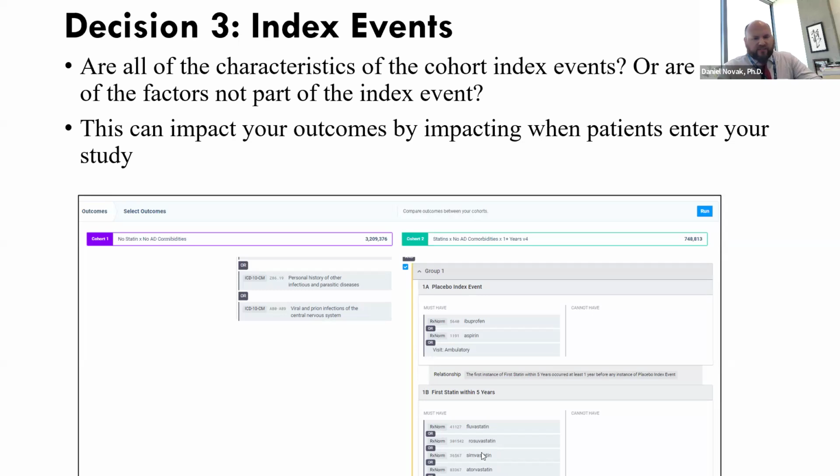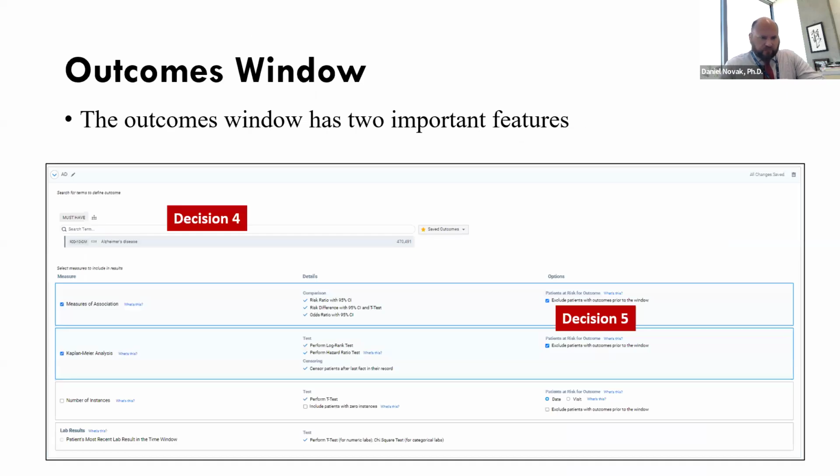But you can choose that using these little blue boxes next to each group. Generally, you can just add everything as part of your index event, but there may be situations where you don't need everything to be the defining feature. The next two decisions you're going to have to make come in the outcomes area itself.